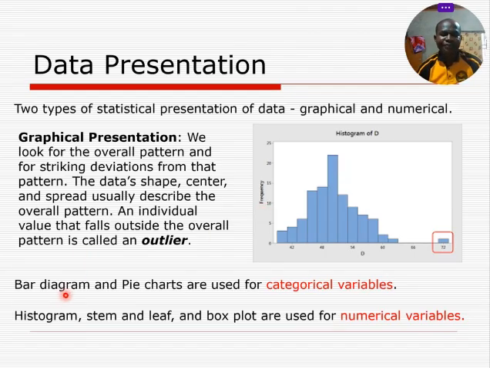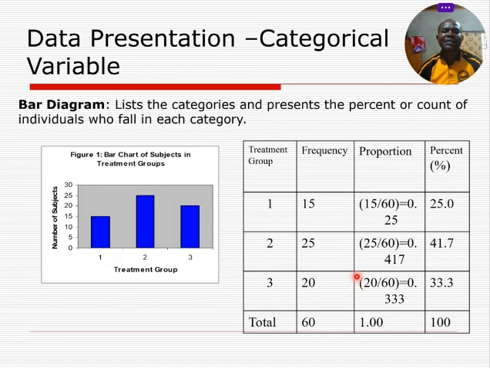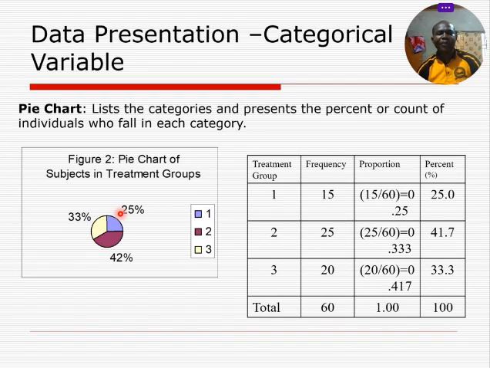Now, bar diagram and pie charts are usually used for categorical variables, while our histogram, the stem and leaf, and the box plot are used for our numeric variables. Okay. Now, in terms of categorical variable, we have the bar chart, like I mentioned earlier. You have the treatment group. The first thing to do is that you must first of all come up with the table where you are going to come up with the frequency. You compute the proportion or the percentage, and that is what you will use to plot your bar diagram. While for the categorical variable still, the pie charts, you use that same table to prepare your pie charts in form of sectors.